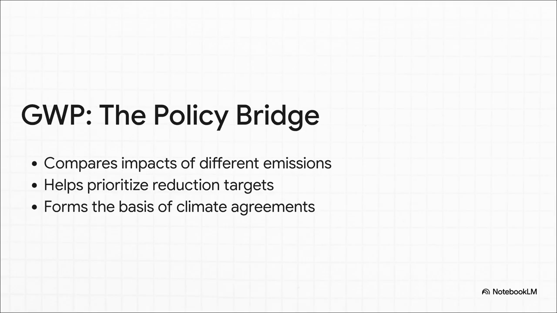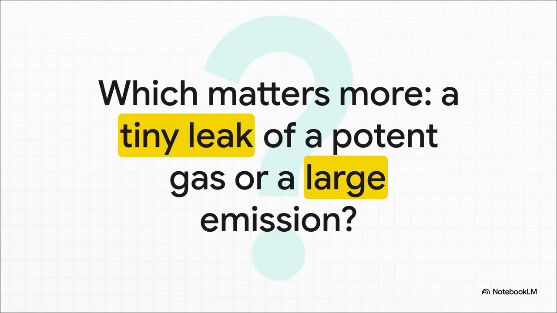And this whole system is literally the accounting rulebook that underpins huge international agreements like the Paris Accord. It's how we're able to set and track climate targets on a global scale. And that kind of leaves us with one final thought to chew on. Now that you understand just how huge the differences in potency can be, it brings up a really critical question for industries and governments everywhere.